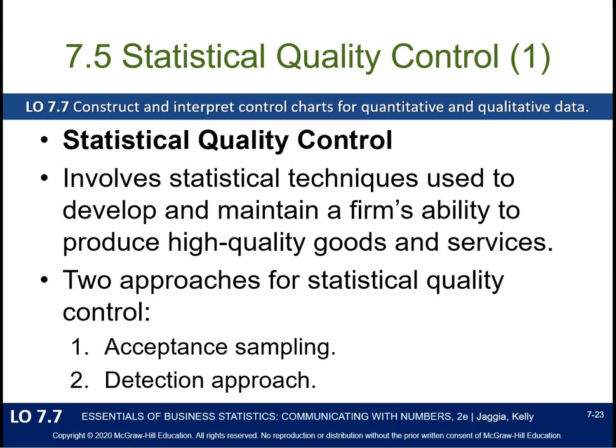So now we're getting to what I really find exciting and interesting about this chapter: using statistics for quality control. Now, obviously, we're going to use statistics for a lot of different things, but one of the things that we can use them for is keeping our quality control in check. And so two ways that we're going to do that is what we call acceptance sampling and detection approach.